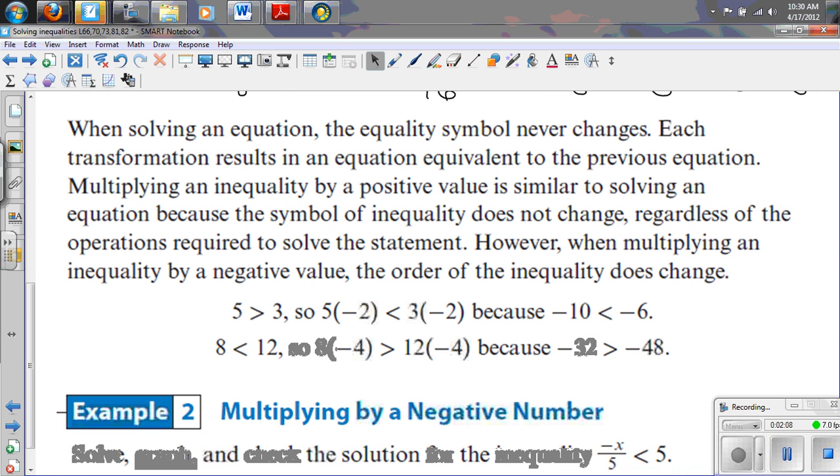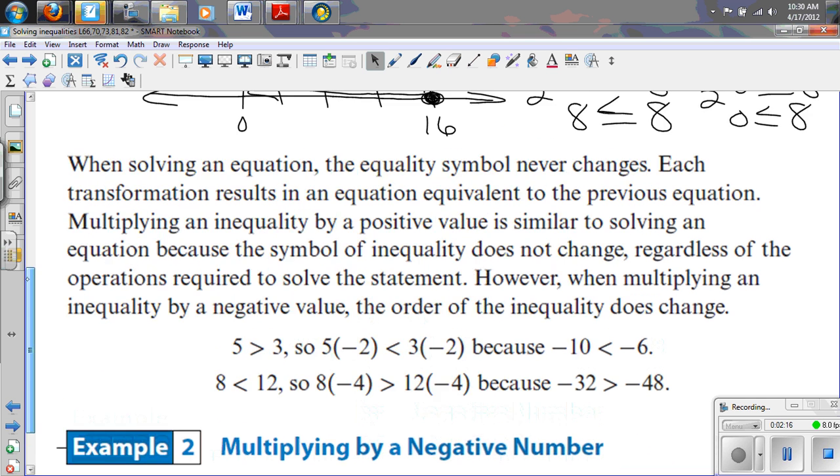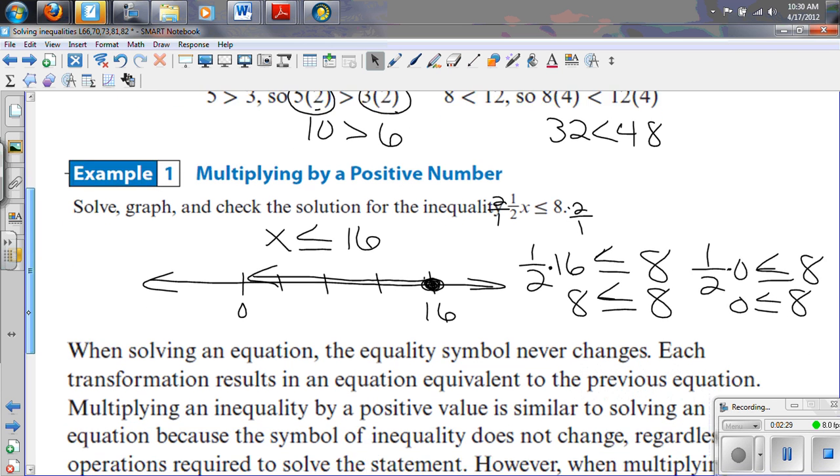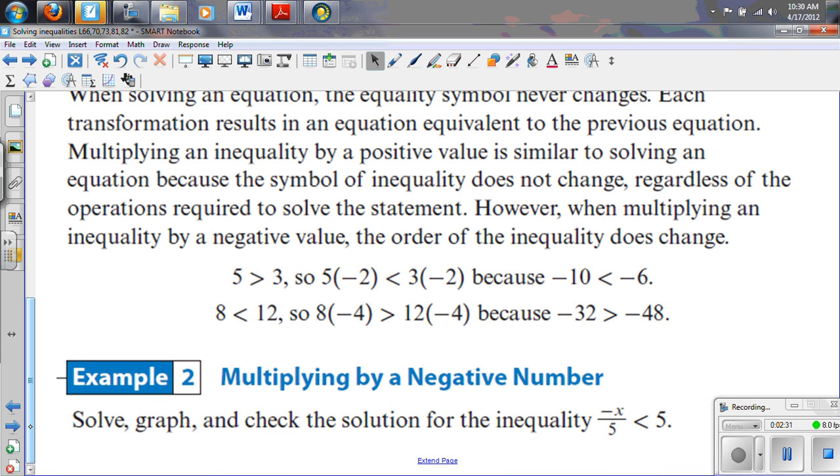When solving an equation, the equality symbol never changes. Each transformation results in an equation equivalent to the previous equation. So if you remember up here what we just did, we multiplied by 2 on both parts, and our inequality here remained the same. But in equality, it always remains the same. And in inequality, that's not true because of dividing by negatives or multiplying by negatives.